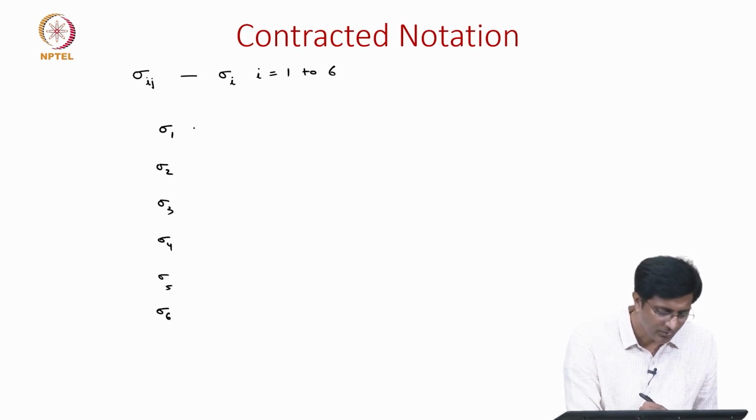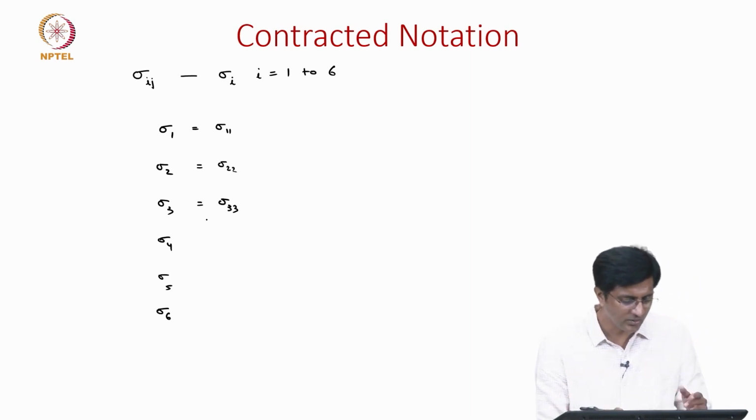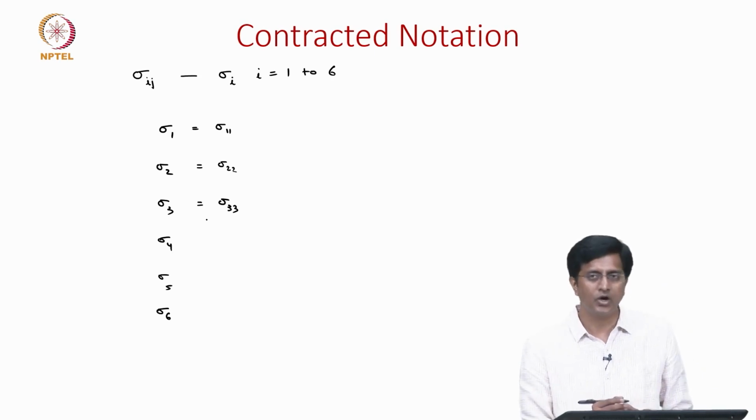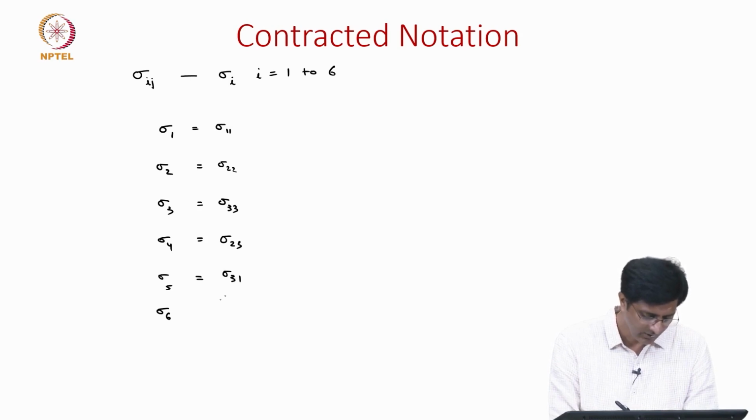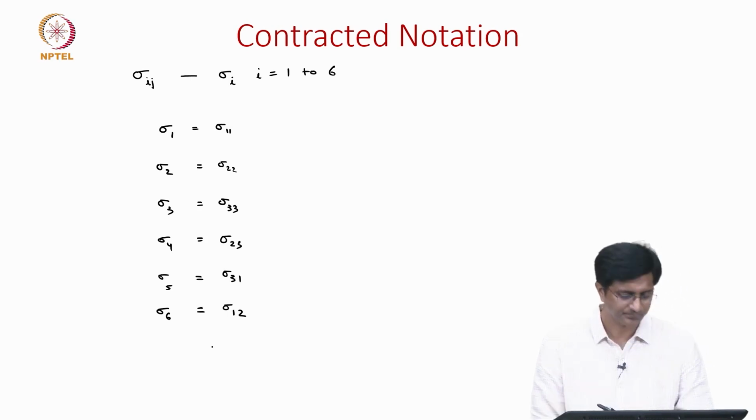So, usually sigma 1 is sigma 1, sigma 2 is sigma 2 and sigma 3 is sigma 3. As you can see, the first 3 are the normal stress components. Then come the shear stresses, which are sigma 4, which we will write as sigma 23, sigma 5 as sigma 31, and sigma 6 as sigma 12.